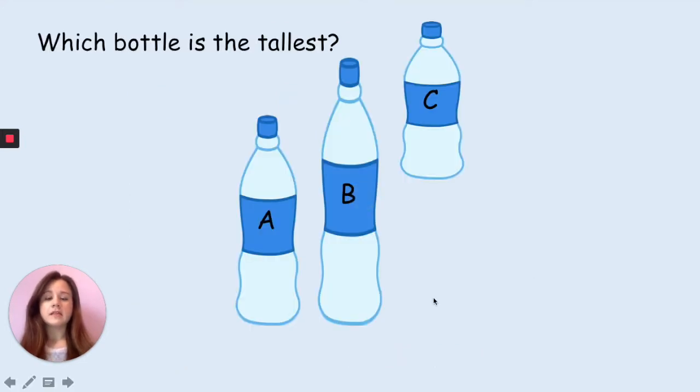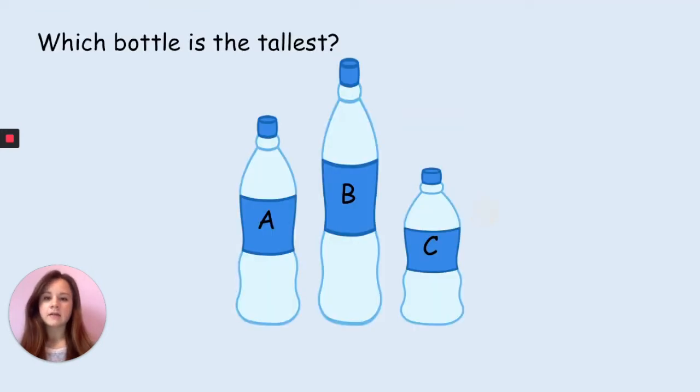Which bottle is the tallest? So we have bottle A, bottle B and bottle C. Pause the video to tell your adult which bottle is the tallest. The answer is bottle B is the tallest bottle.